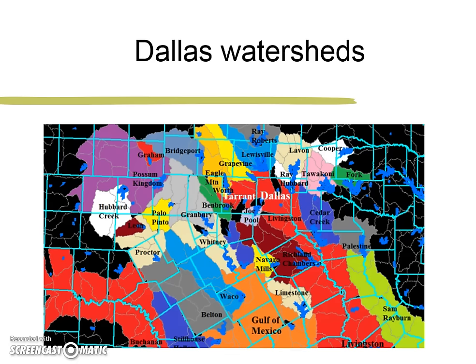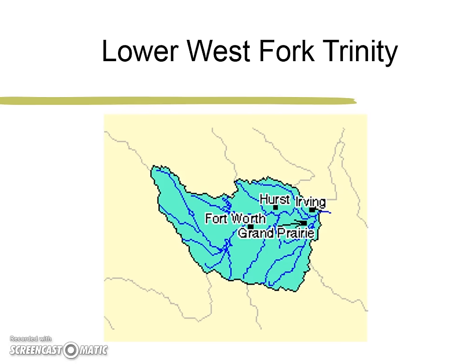These are all the watersheds here in Dallas. Numerous watersheds all around the DFW area and outside. This one is the one that Grand Prairie is found in, Lower West Fork Trinity. All of the water in this area flows to the same place. So that's why this is called the Lower West Fork Trinity Watershed.